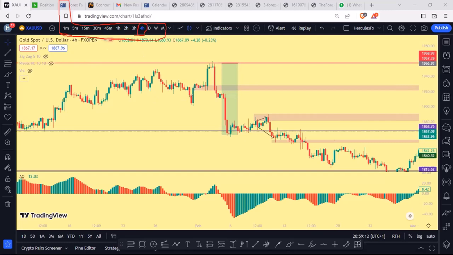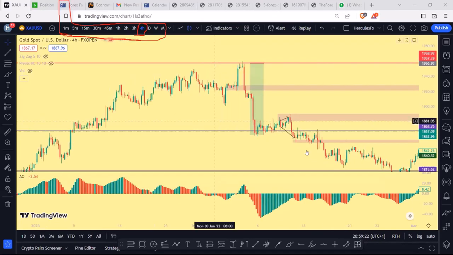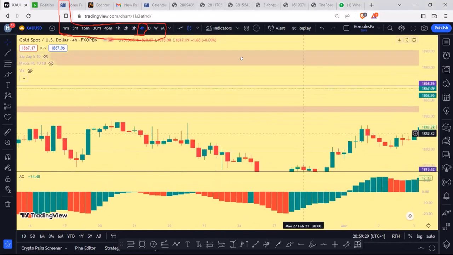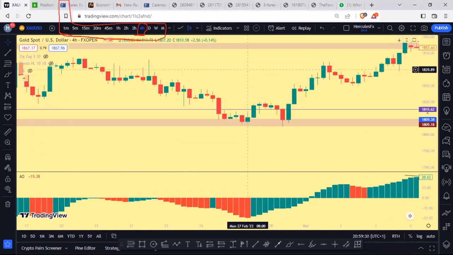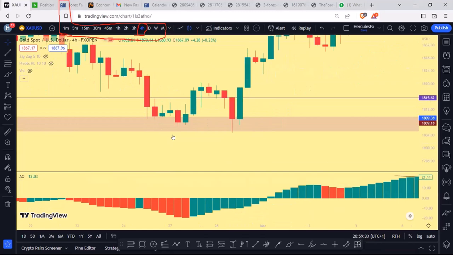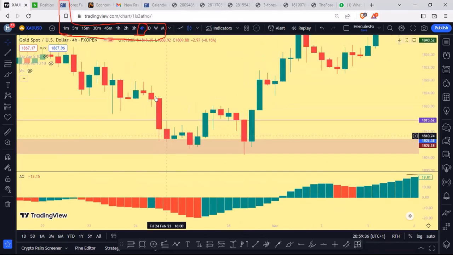Now, 4 hour time frame means that every four hours, each of these candles forms. Let me enlarge this so that you guys understand what I'm saying. Every candle that you're seeing here, all of them are four hours. They form for every 4 hours. After 4 hours, another one forms. After 4 hours, another one forms. So this is how the candle forms.